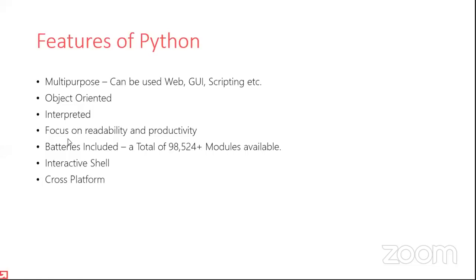Then in the fifth point, we have batteries included. What does batteries included basically mean here? It basically means the libraries. Here I'm talking about the libraries. So I'll just take the reference from C++ or Java here, or R even.